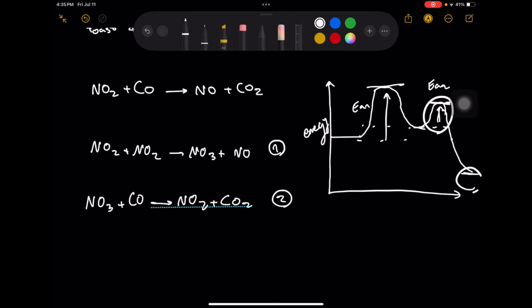The second one has a larger rate constant. It has the lowest activation energy, so it's the faster one. And this first step, since it's the slowest step, determines the overall rate law for the reaction. And from that, we can conclude that step 1 has a smaller rate constant, and step 1 determines the overall rate. Step 1 has higher activation energy.